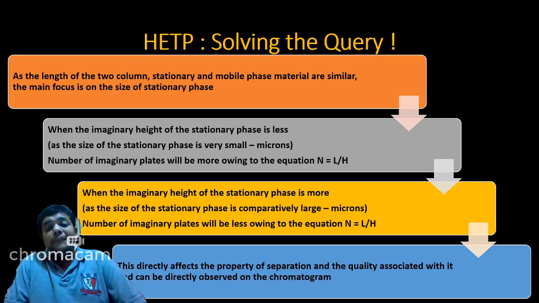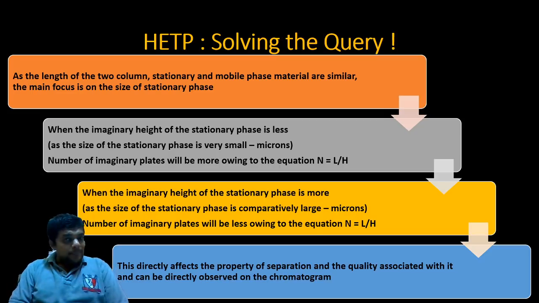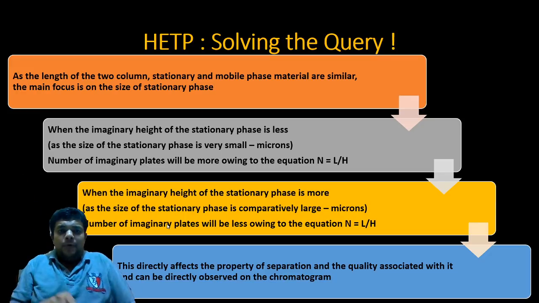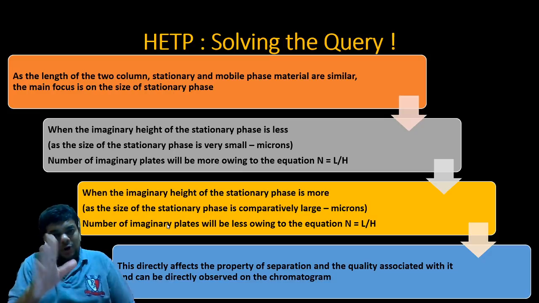So this directly affects the separation and its quality, and can be directly observed on a chromatogram. If separation is very good, the two peaks will appear completely separate. I am moving my hand again. Peak number 1, peak number 2. But if the two are not very well separated, it will be like this. One peak is not yet over and the second one comes. I'll explain this, so do not worry.